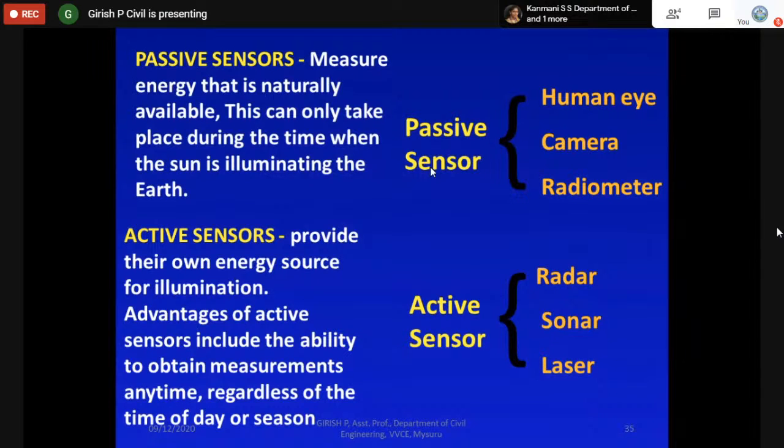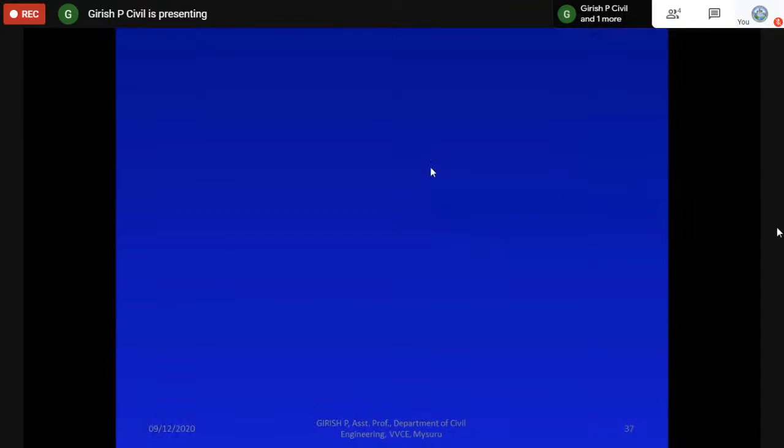So when we speak of active sensors, they provide their own source of energy for illumination. The advantages of active sensors include the ability to obtain measurements at any time, regardless of time of day or season. A good example of active sensors is radar. So here, you must be careful about the examples of active sensors and passive sensors.